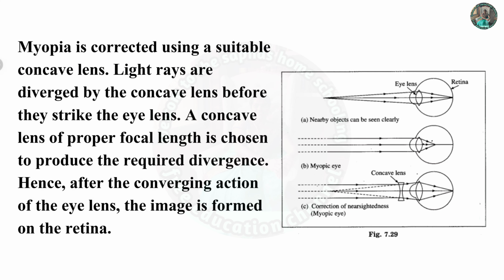Myopia is corrected using a suitable concave lens. The light rays are diverged by the concave lens before they strike the eye lens. The concave lens of proper focal length is chosen to produce the required divergence. Hence, after the converging action of the eye lens, the image is formed on the retina.